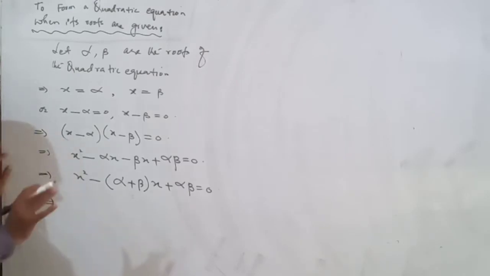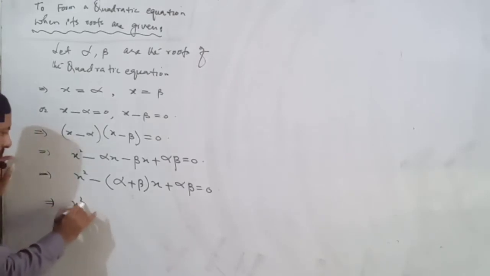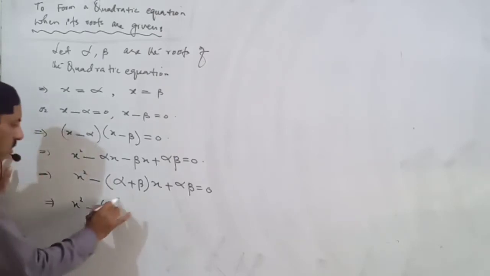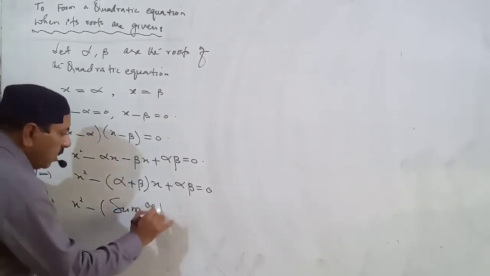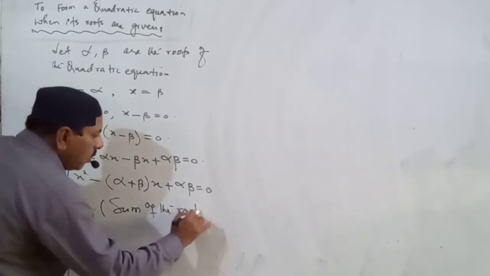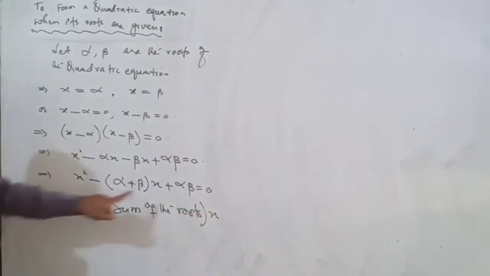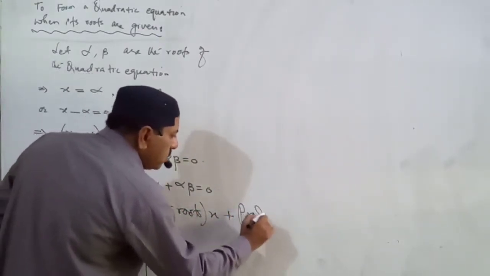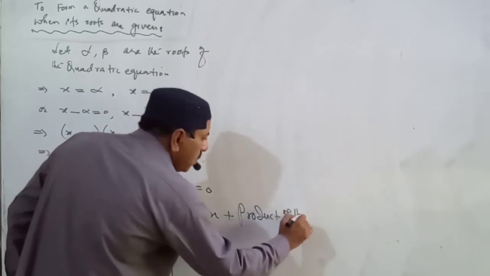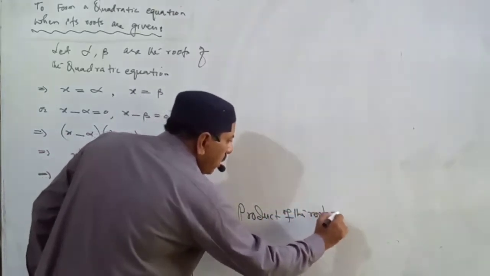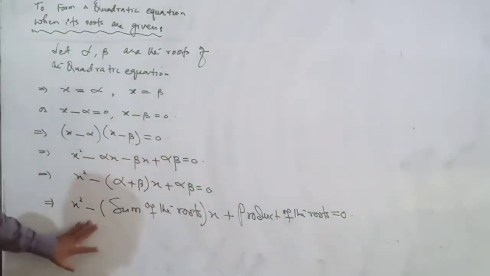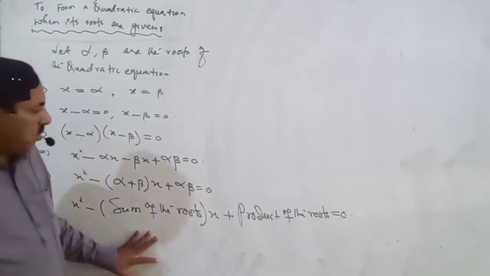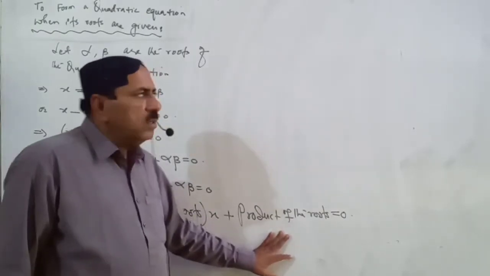So, according to the condition, when the roots are given, then the equation will be in the form of x square minus (sum of the roots) x plus alpha into beta, the product of roots, is equal to 0. So this is the equation: x square minus sum of the roots x plus product of roots is equal to 0.